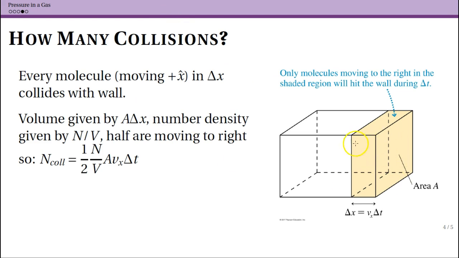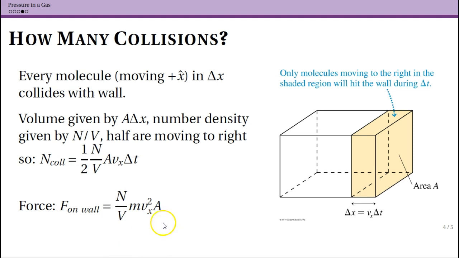So the volume of this is given by the area of the end times the thickness. And the number density is, again, the normal number density, N over V, but only half of them are moving to the right. Half of the molecules you would find in here are actually moving to the left. So that's where the 1/2 comes from. We then multiply the number density by the volume, which was A delta x, but delta x was just given by vx delta t. So now we know how many collisions it was. We can go back to our force equation and plug this in. With a little simplification, we're now down to this.